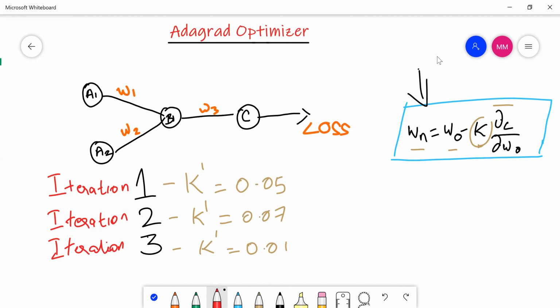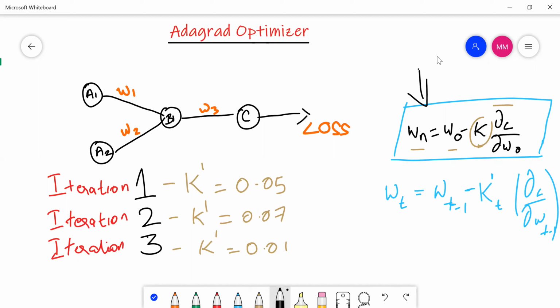So let us first recreate our formula. We'll keep it as W_t itself. W_t is equal to W_(t-1), where t is the present one and t minus 1 is the old one, minus K dash with respect to t, times the derivative of the loss with respect to the derivative of W_(t-1). So this will be the new update equation to calculate the weight.